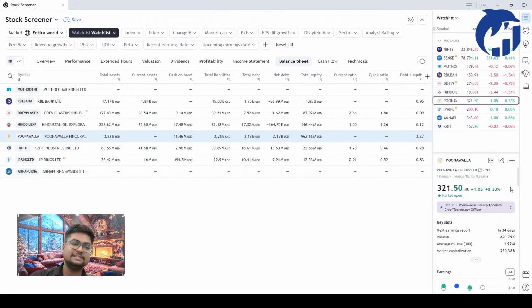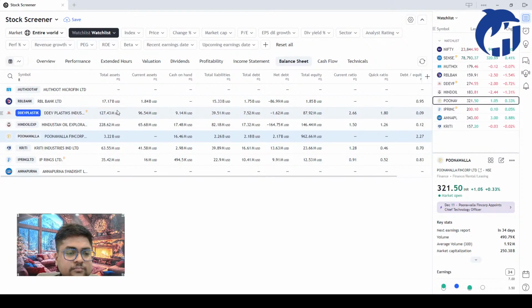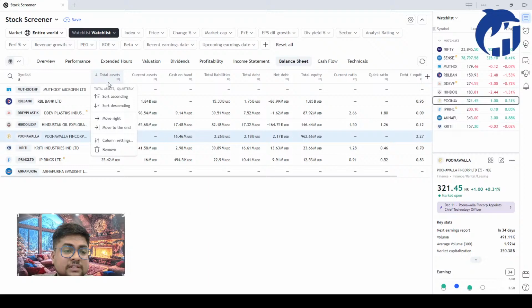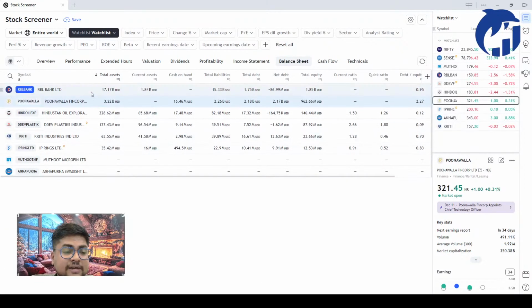So talking about the balance sheet, RBL Bank has total assets of 17.17 billion, and total liabilities of around 15.33 billion USD. That's arranged in terms of assets. RBL Bank has the highest assets because they have branches, employees, and lots of systems installed in their branches, right? So they will have the highest assets, as we know.